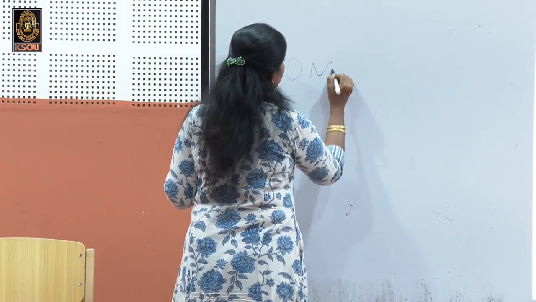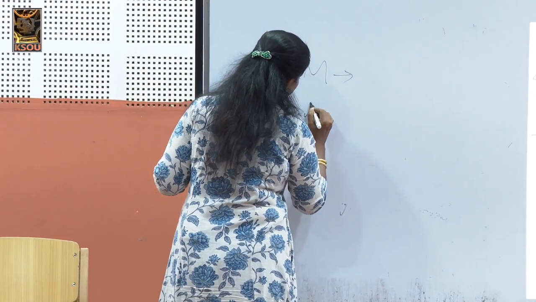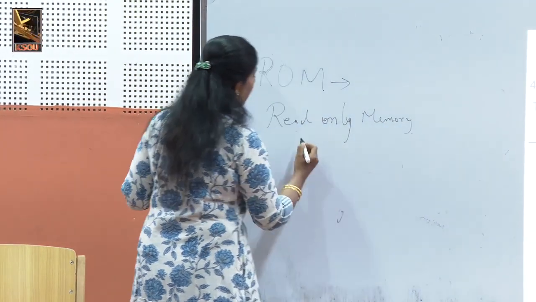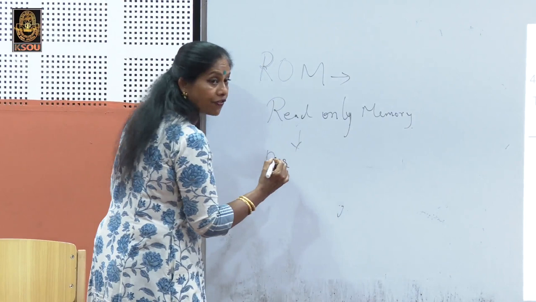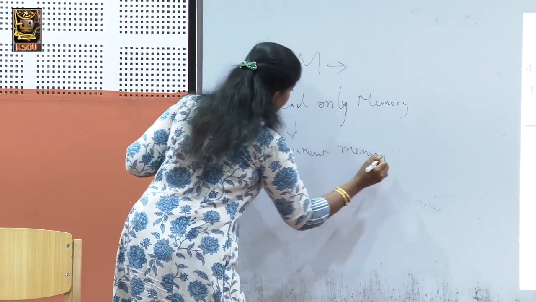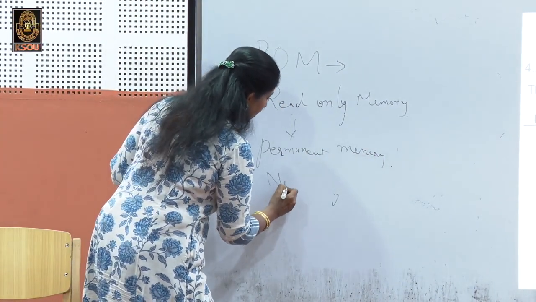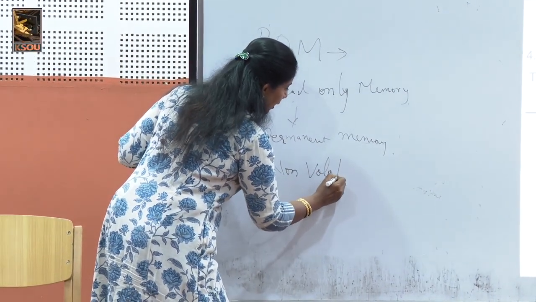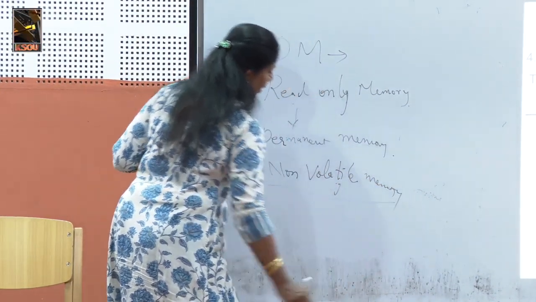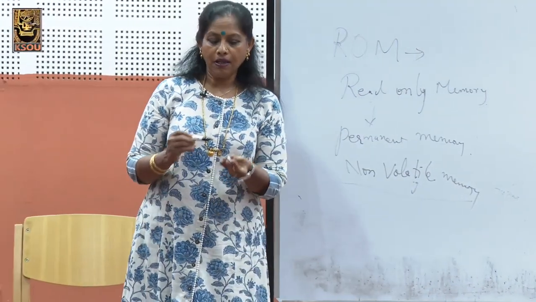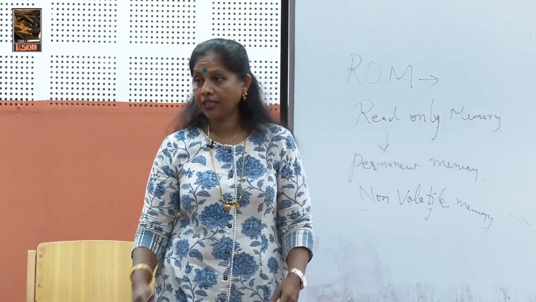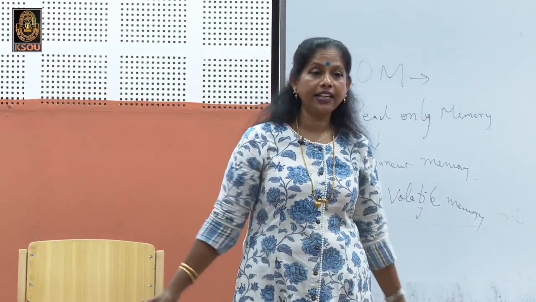What is ROM? Read only memory. This is a permanent memory. It is also called as firmware. Read-only memory is a non-volatile memory. Always remember this, non-volatile memory. Permanent, non-volatile means the contents of the ROM won't get vanished even if the current goes off. The contents will be there. It doesn't get vanished.